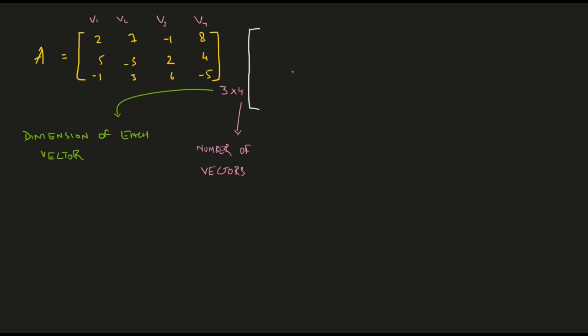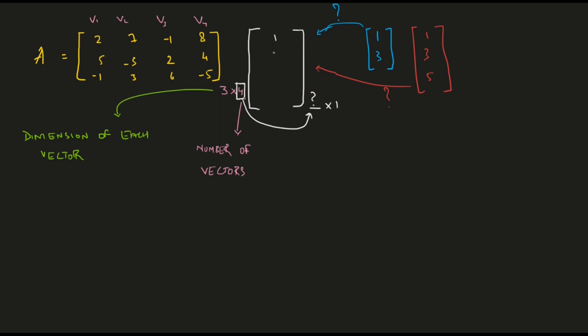Now what kind of a vector can I multiply this matrix to? Can I multiply it with a 2 by 1 vector, or can I multiply it with a 3 by 1 vector? Since the matrix has 4 vectors, I would need 4 coefficients to define a linear combination. So this column vector must have 4 elements, something like 1, 3, 5, 7.